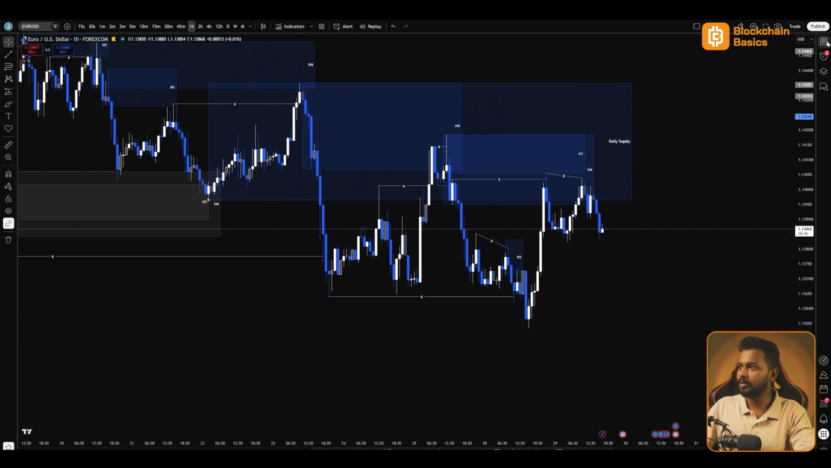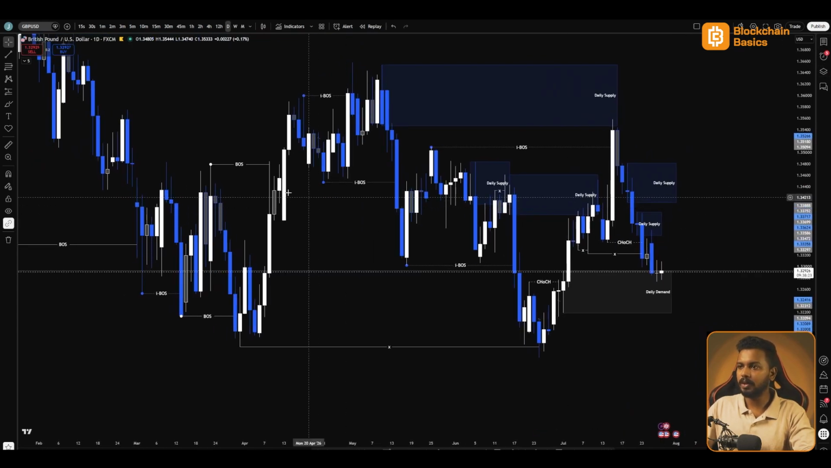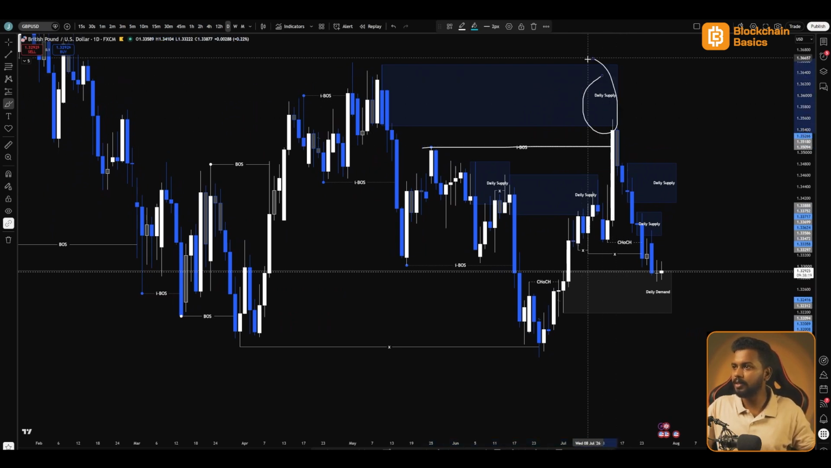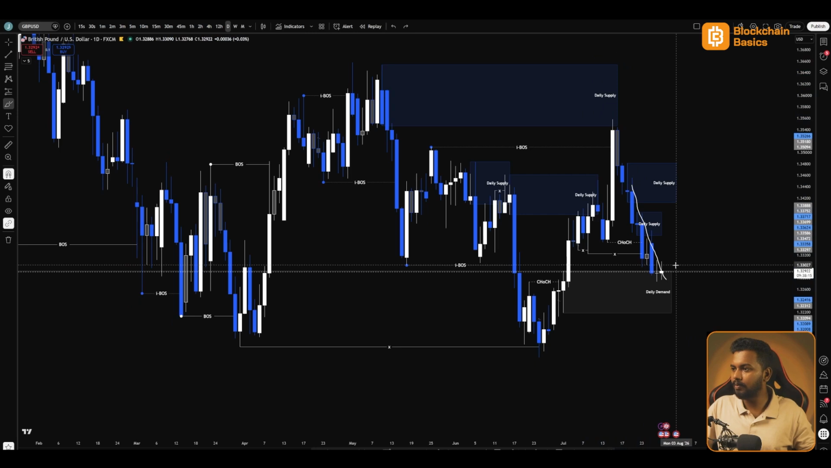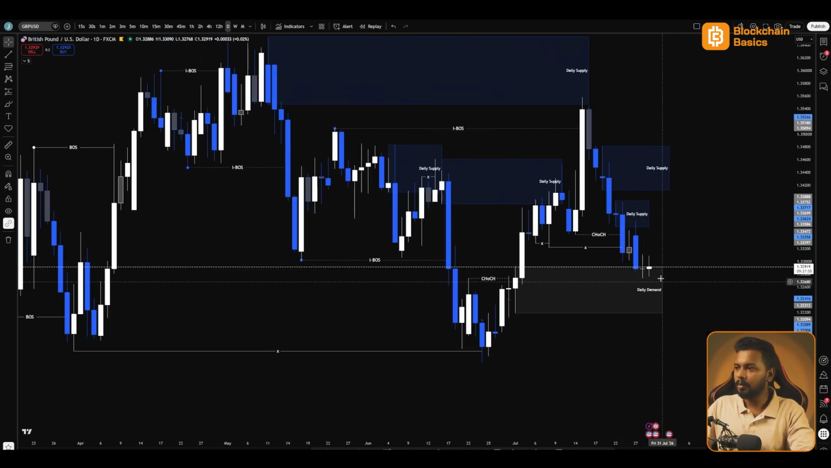Let's look at GU now. So on GU, we're looking at the recent price action. So after this break of structure to the upside, price mitigated this daily supply, and then price came down, mitigated this daily demand, and we're reacting from there. So now maybe we could get a short reaction, maybe a short pullback on the H4 and then continue with the bearish momentum to the downside. So let's see on the H4.